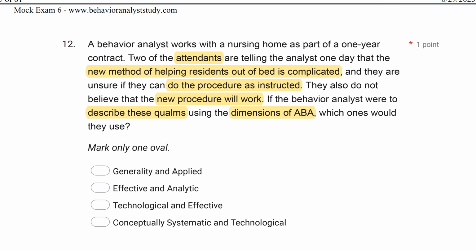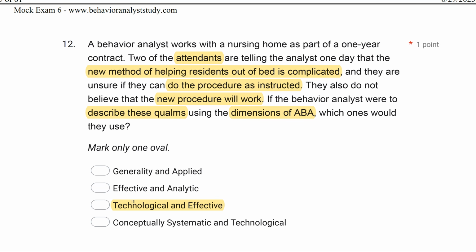So A, generality and applied is neither of what we're talking about. B, we have effective and analytic, so we're missing technological. C, technological and effective is what we're looking for. And then D, conceptually systematic and technological. C is our answer.